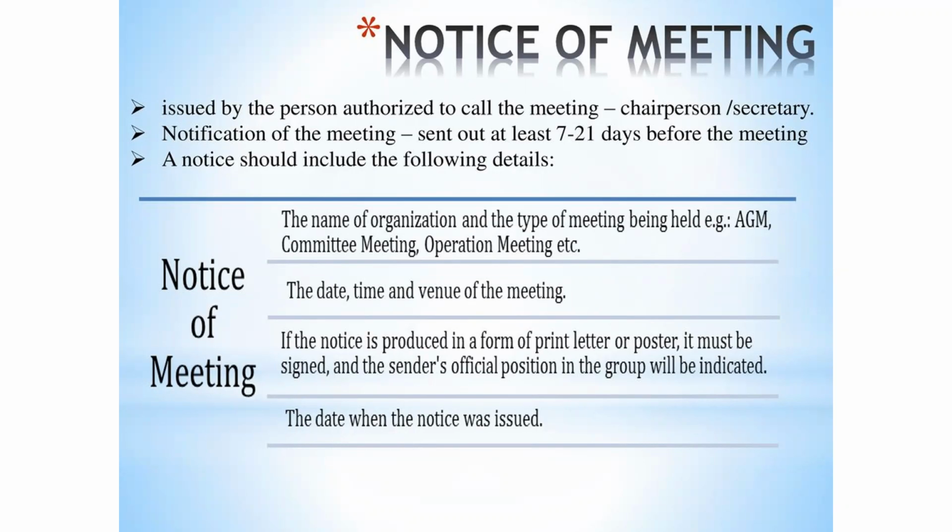So it includes the following details: the name of the organization and the type of meeting being held. Example, annual general meeting, committee meeting, operation meeting, sales meeting, or shareholders meeting. The date, time, and venue of the meeting are to be mentioned. If the notice is produced in the form of a printed letter or poster, it must be signed and the sender's official position in the group will be indicated. The date and the time when the notice was issued should also be recorded.